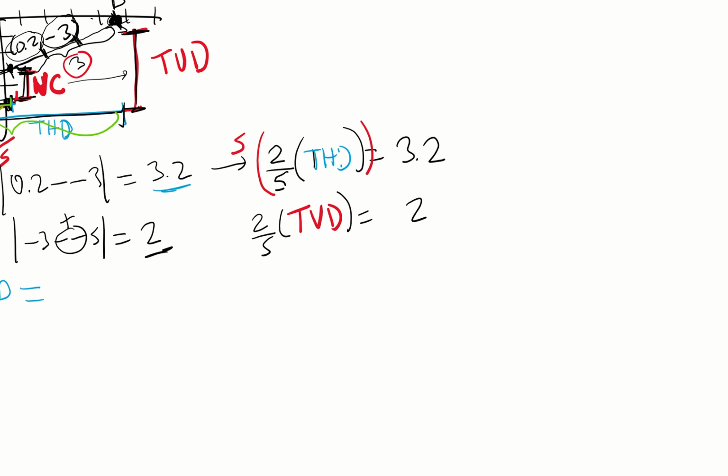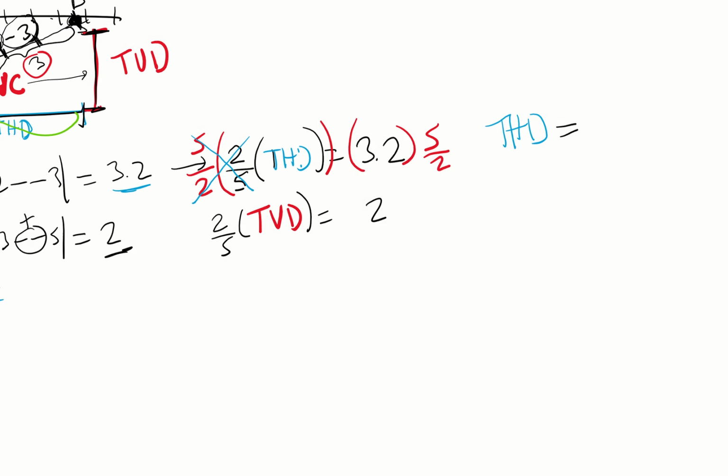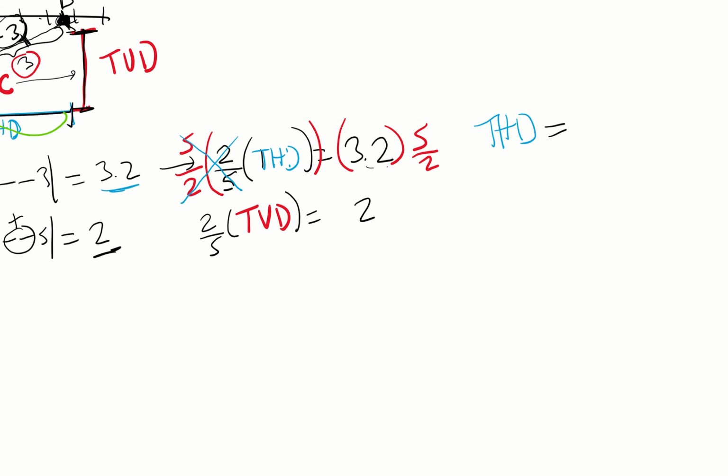We'll multiply both sides by 5 and then divide by 2. So we multiply by the reciprocal. These cancel, these cancel. So the total horizontal distance equals 3.2 times 5. This is 10, 0, carry the 1, 15, so this is going to be 16.0. So 3.2 times 5 is 16, and 16 divided by 2 is 8.